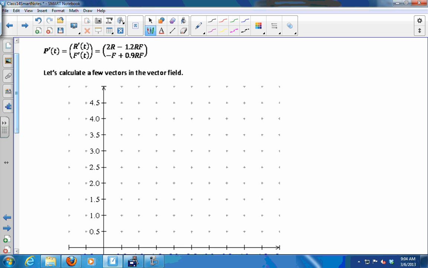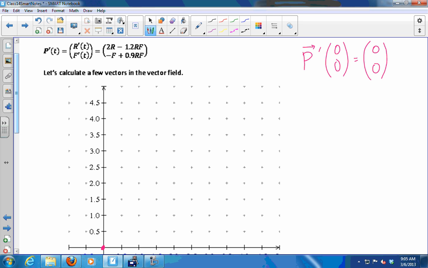So let's say I want to calculate P prime. P is a vector. It's hard to do bold when you're writing on the board, so I'll use the arrow notation. So P prime evaluated at 0, 0, that's an R comma F, would be 2R minus 1.2 RF, which is 0, and negative F plus 0.9 RF, which is 0. So I have the vector 0, 0, which is just a dot. The arrow doesn't go anywhere. So at 0, 0, I've just got a dot.